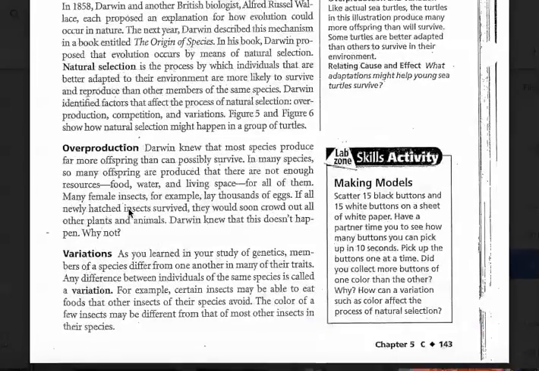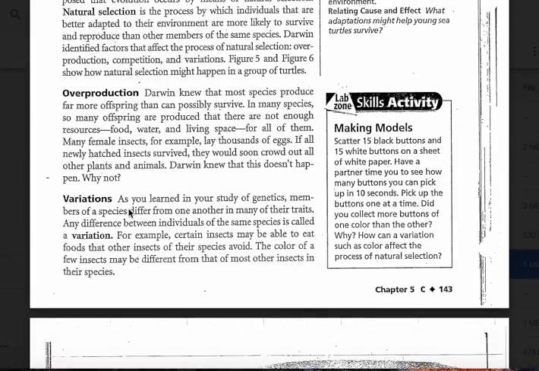All right, let's keep reading. Darwin knew that most species produce far more offspring than can possibly survive. In many species, so many offspring are produced that there are not enough resources, food, water, and living space, for all of them. Many female insects, for example, lay thousands of eggs. If all newly hatched insects survived, they would soon crowd out all other plants and animals. Darwin knew that this doesn't happen.